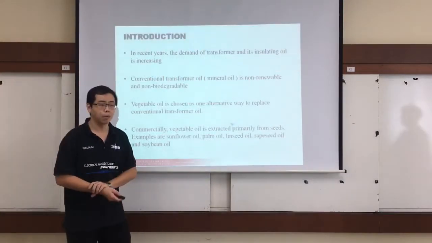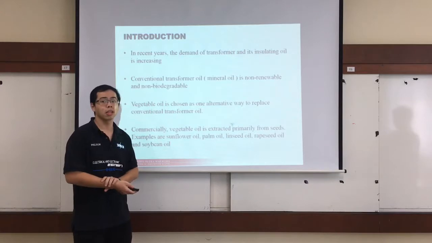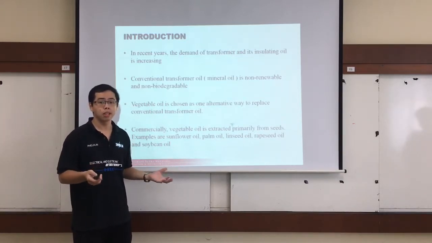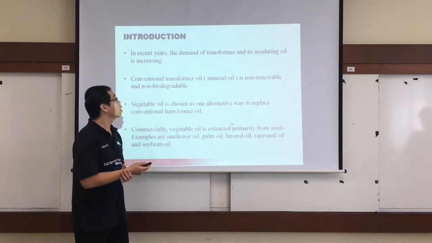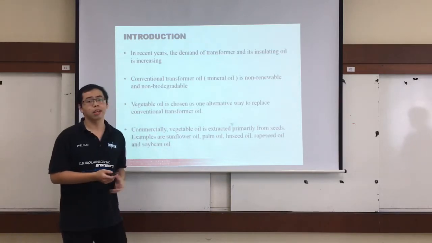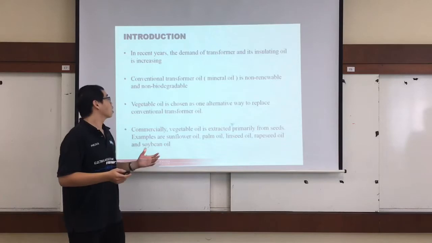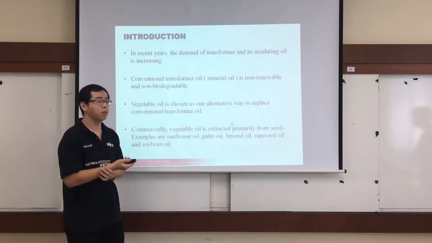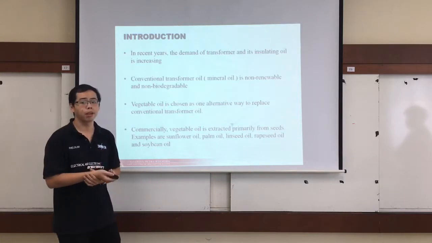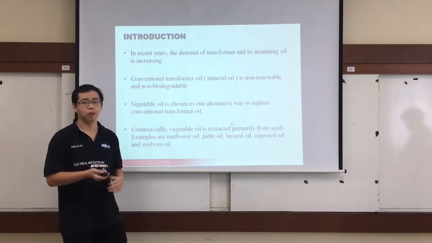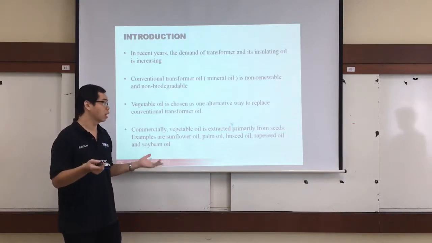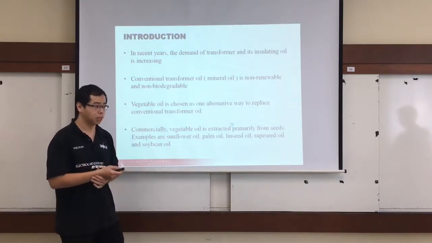So I will go through the introduction part first. In recent years, the power demand has been increasing rapidly. So the demand for transformers and insulating oil also increases. Conventional transformer oil uses mineral oil, which is non-renewable and non-biodegradable. This gives vegetable oils a chance to become the alternative insulating oil for transformers.